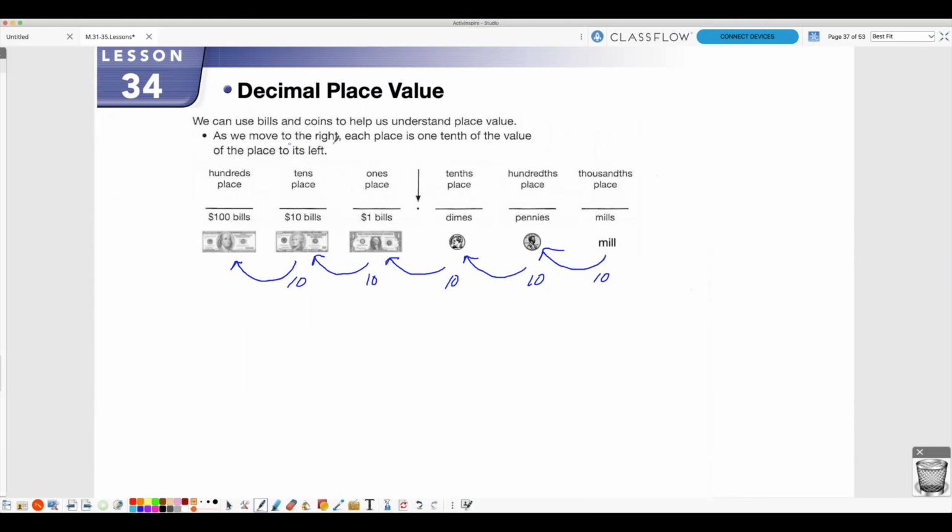As we move to the right, each place is 1/10 of the value of the place to its left. For example, in the hundreds place, it would take 10 tens to make 1 hundred. It takes 10 ones to make 1 ten. It takes 10 tenths, with the "ths" at the end, to make 1. It takes 10 hundredths to make 1/10. It takes 10 thousandths to make 1 hundredth.